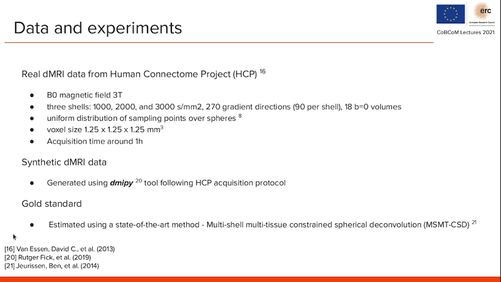In the experiments, we have used real data from the Human Connectome Project and synthetic data generated using the dMRI toolbox, following the HCP acquisition protocol containing 270 points over 3 shells. The gold standard is estimated using a state-of-the-art method, multi-shell, multi-tissue constrained spherical deconvolution, applied on diffusion MRI data acquired on the full sampling scheme.